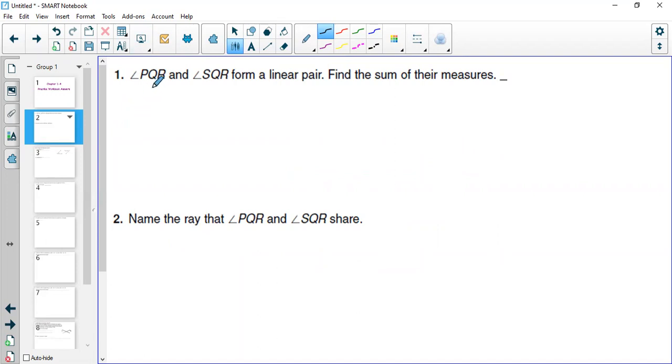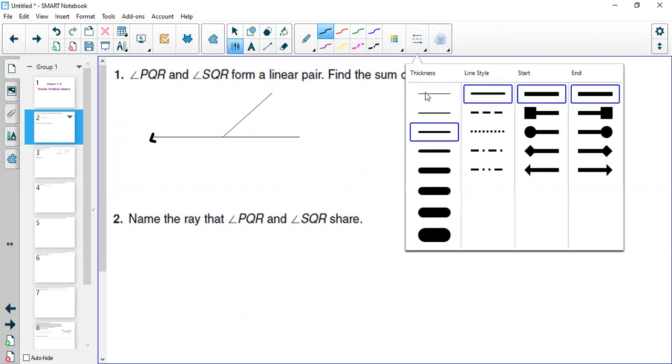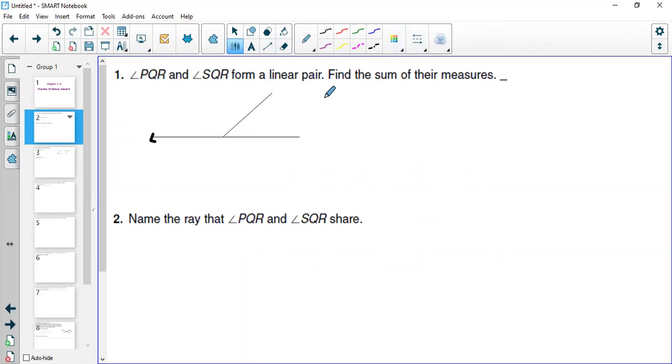Now, question number 1, they're saying angle PQR and SQR form a linear pair. Now, this word already you know, linear means they're angles on a straight line, right? So if I could draw how to show this, so this is going to be it. They did not specify what kind of angles they are, so we could draw however we want. So from the word linear itself, you need to understand what kind of angles they are. These are angles on a straight line.